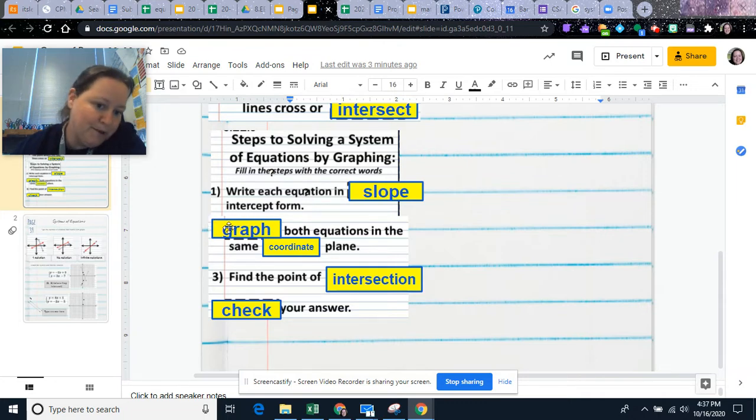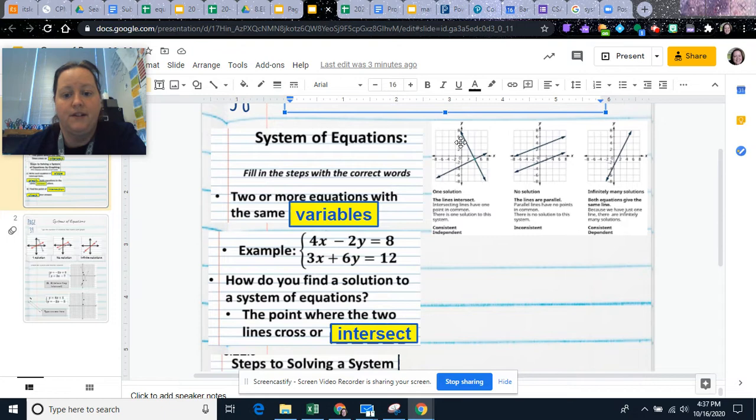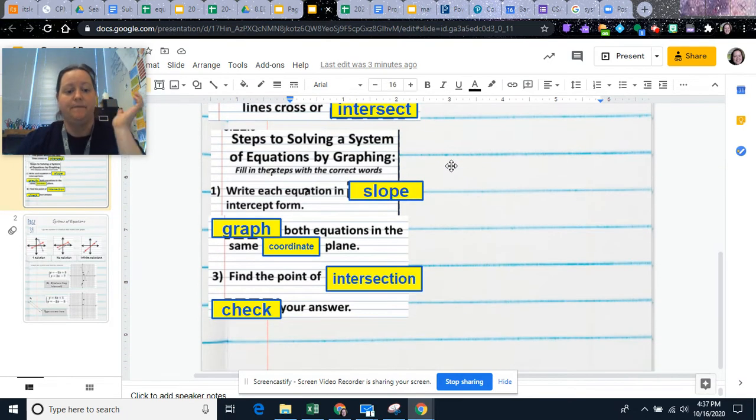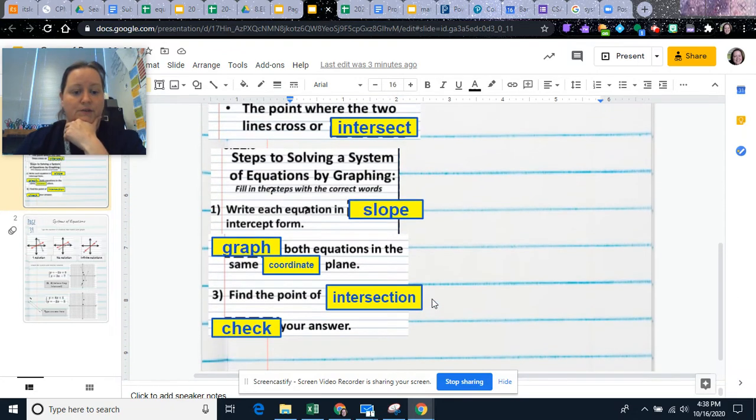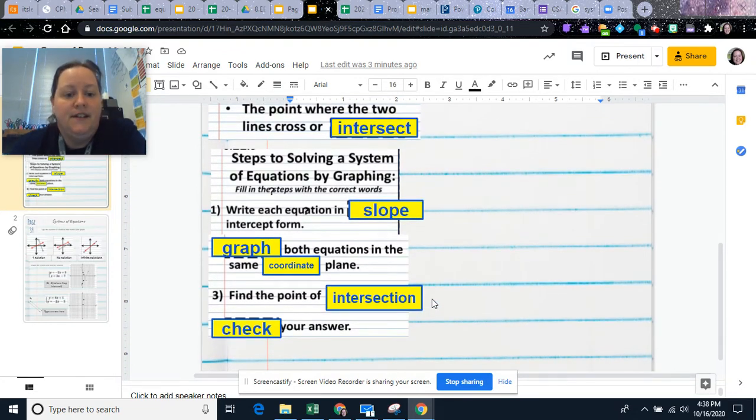Step 2, I covered 2 with my graph thing, but you're going to graph both equations in the same coordinate plane. Just like up here, we saw both equations graphed. It's like doing problem number 1 and problem number 2 on the same graph. That's the only thing that's happening with this. Then you will find the point of intersection. And once you do that, you can plug them in to check to make sure your answer is correct. So those are the steps to solving a system of equations by graphing.